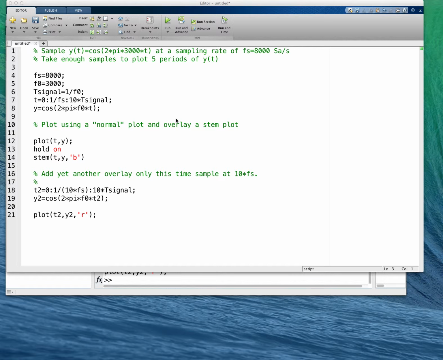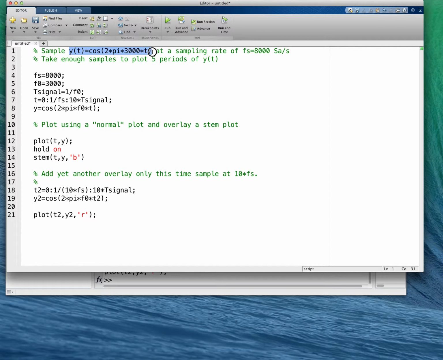Okay, welcome to this MATLAB quick take video. In this video, we're going to take a look at generating samples of a cosine waveform. In fact, we could call this video, wow, look at that ugly cosine waveform.